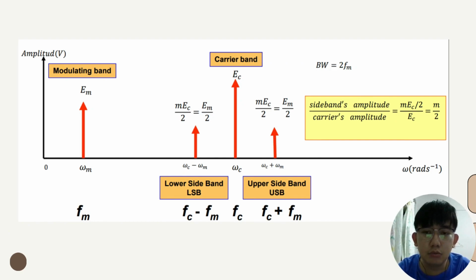And you need to know what the modulating signal, sideband, and carrier are. If you want to find the lower sideband frequency, you can use FC minus FM, which is frequency carrier minus frequency modulating. And if you want to find the upper sideband USB, you can use FC plus FM, which is frequency of carrier signal plus frequency modulating signal.